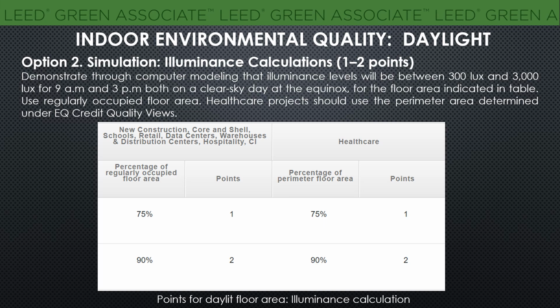Option 2 is simulation, illuminance calculation. Here we can get up to 1 to 2 points. For achieving it, demonstrate through computer modeling that illuminance level will be between 300 lux and 3000 lux for 9 am and 3 pm, both on a clear sky day at the equinox, for the floor area indicated in the table, and use regularly occupied floor area. Healthcare projects should use the perimeter area determined under environmental quality credit views.